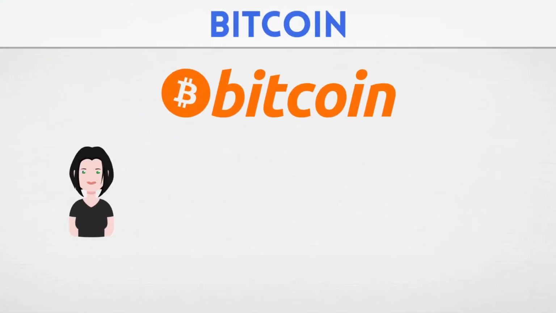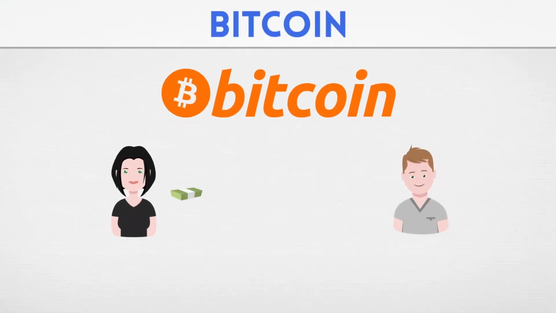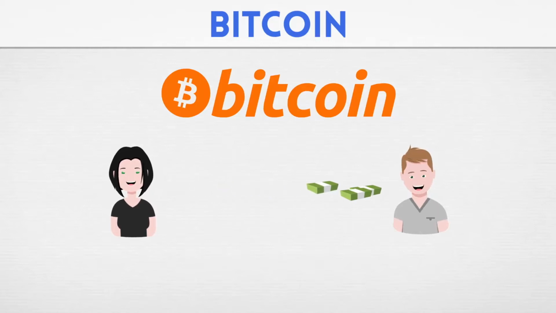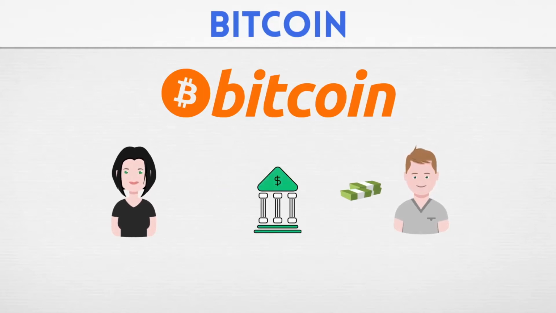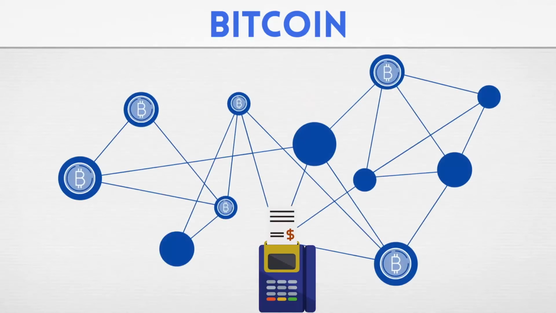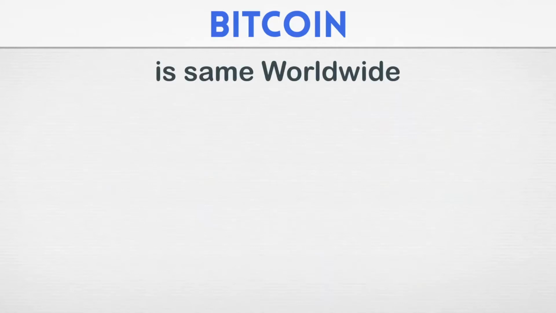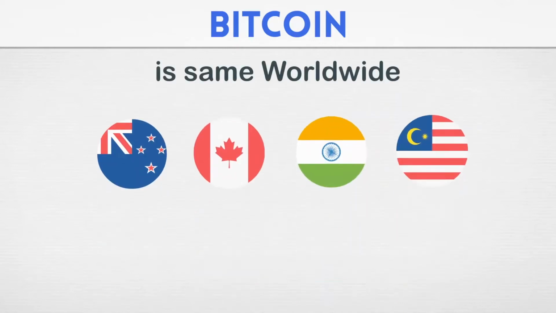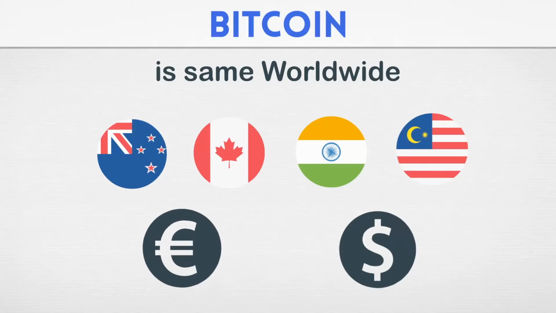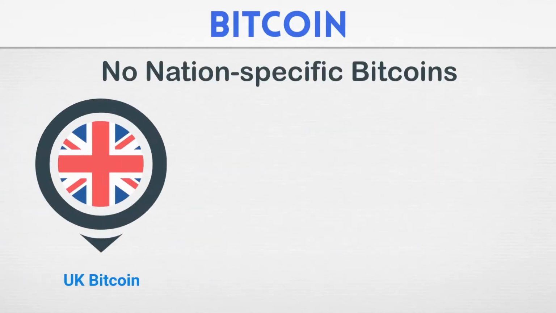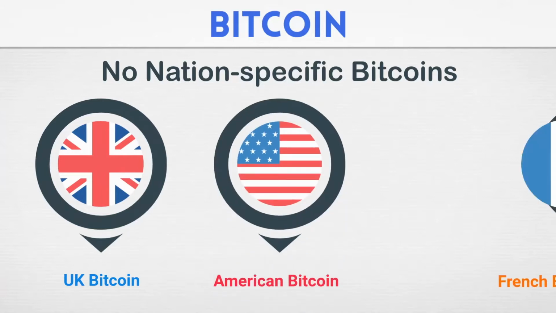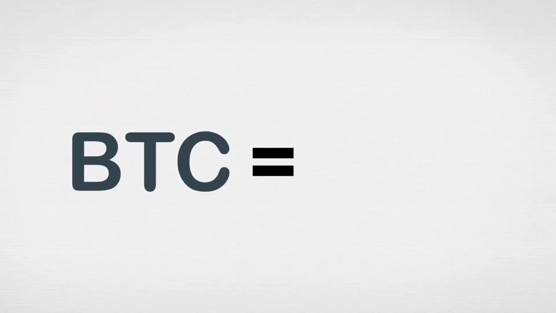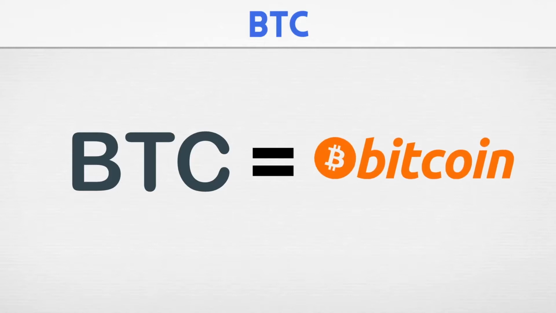Bitcoin is a peer-to-peer electronic cash system that would allow online payments to be sent directly from one party to another without going through a financial institution. Managing transactions and issuing money are carried out collectively by the network itself. Note, guys, a Bitcoin is the same all over the world, so when you're traveling to a foreign country, there won't be any need for you to change money to a local currency. So there's nothing like UK Bitcoin or the American Bitcoin or the French Bitcoin. BTC is an abbreviation of Bitcoin.